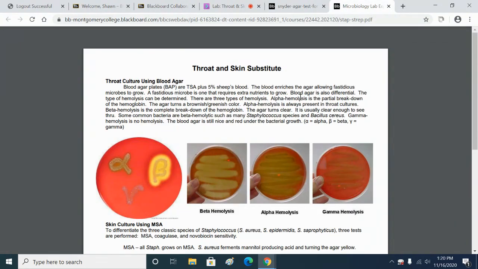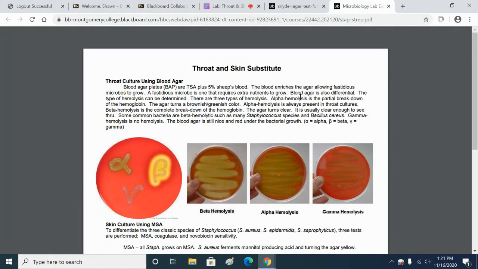Right, so remember, alpha is the partial destruction, beta is the total destruction, and gamma is no destruction at all. So what kinds of bacteria produce these results? Well, when we do this in class, what we find is that all students have alpha hemolysis, so everyone has alpha. A few students will also have beta, and that normally concerns them a lot when they see that they have bacteria in their throat, which are completely destroying their red blood cells, right?